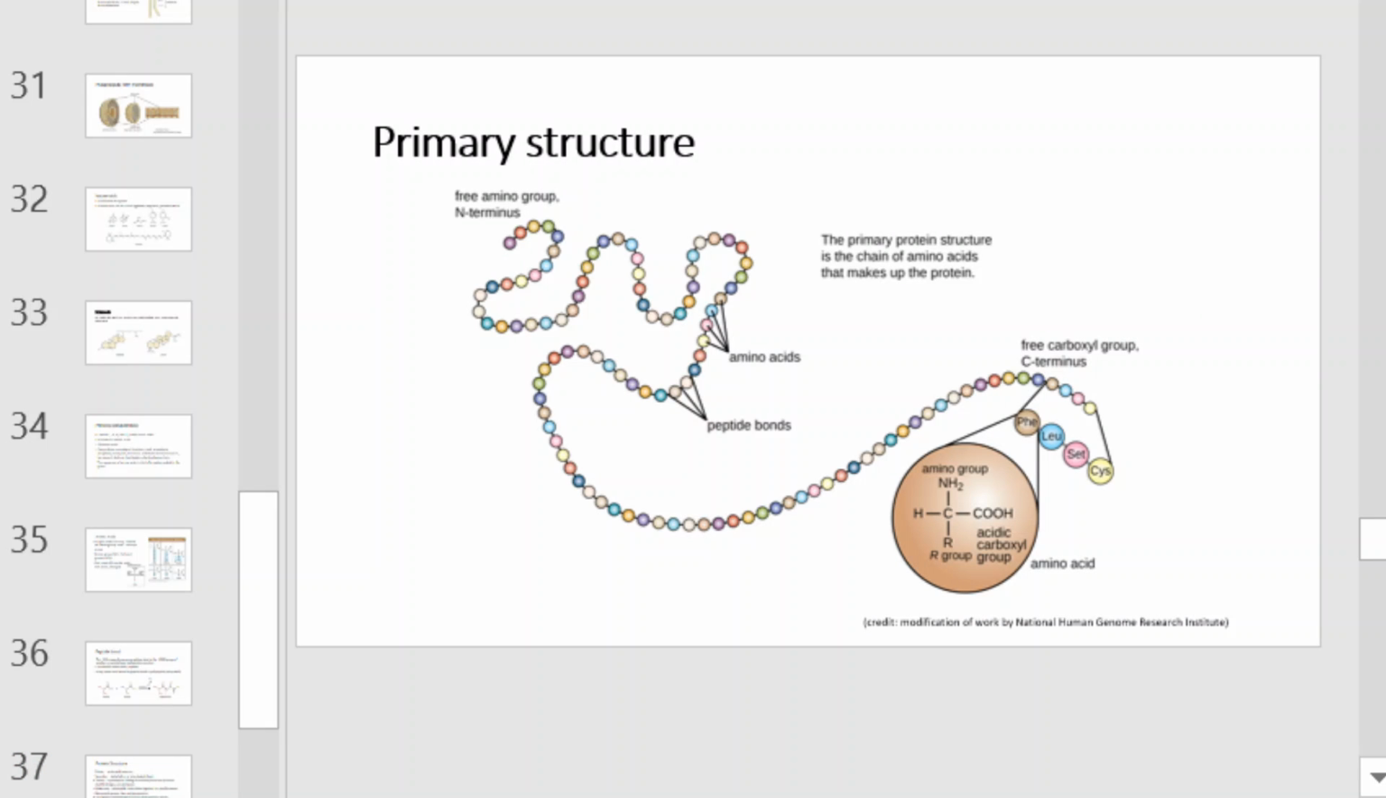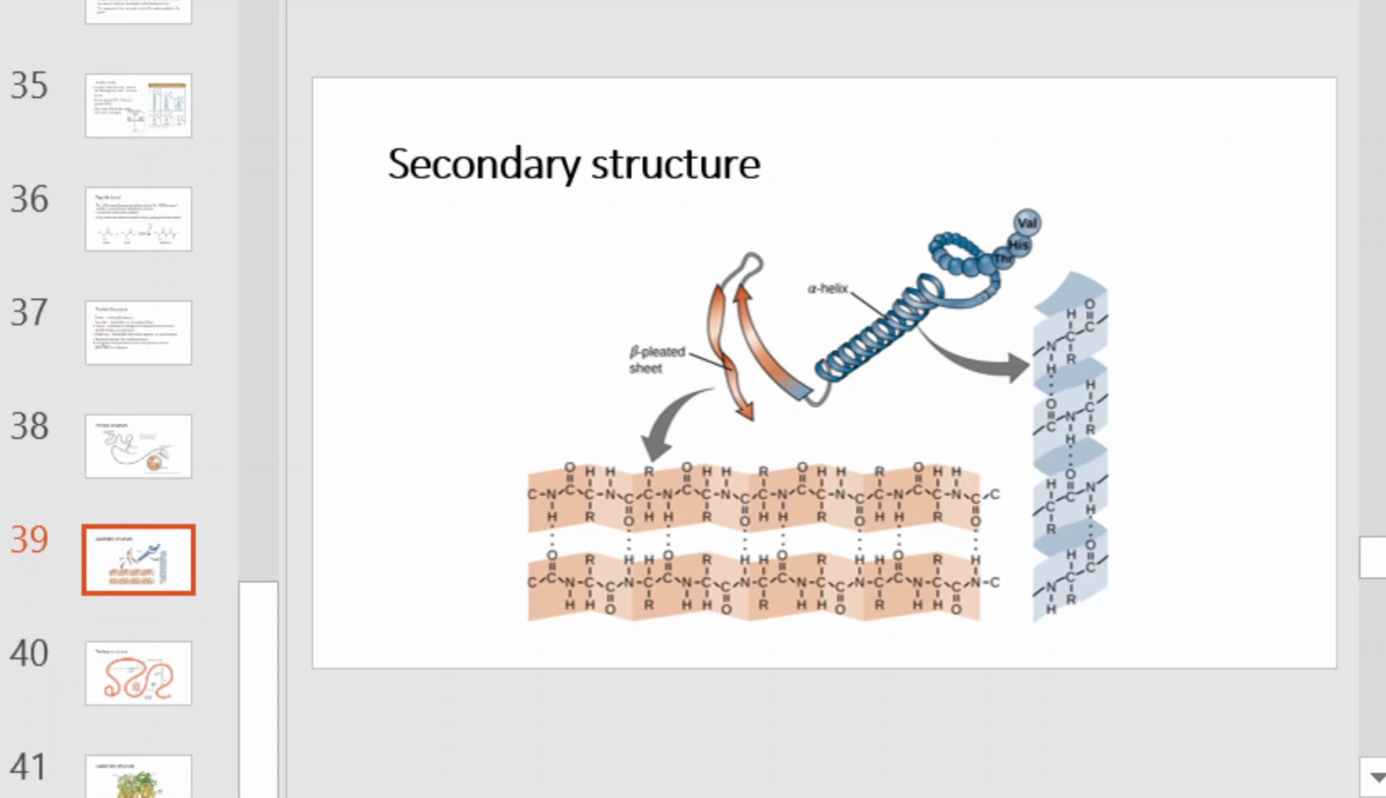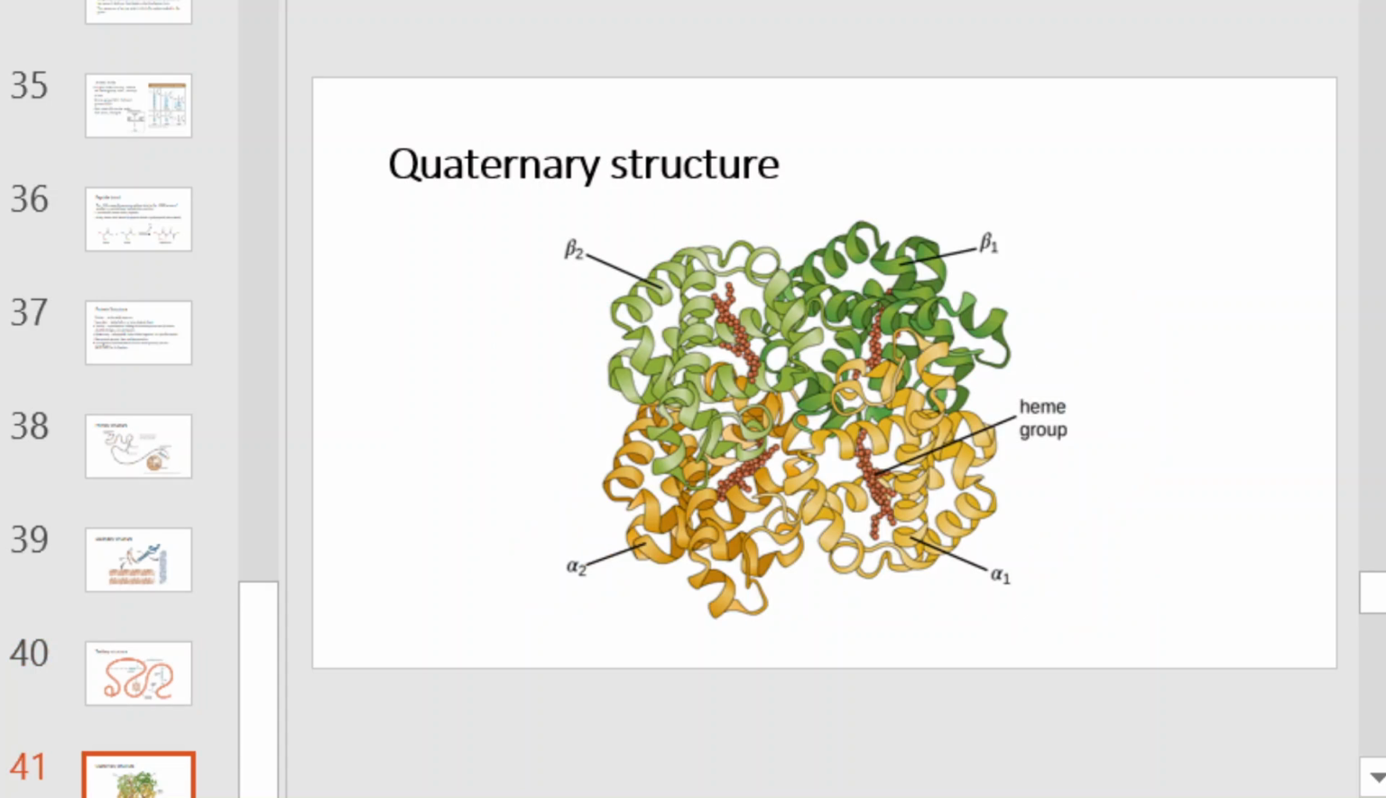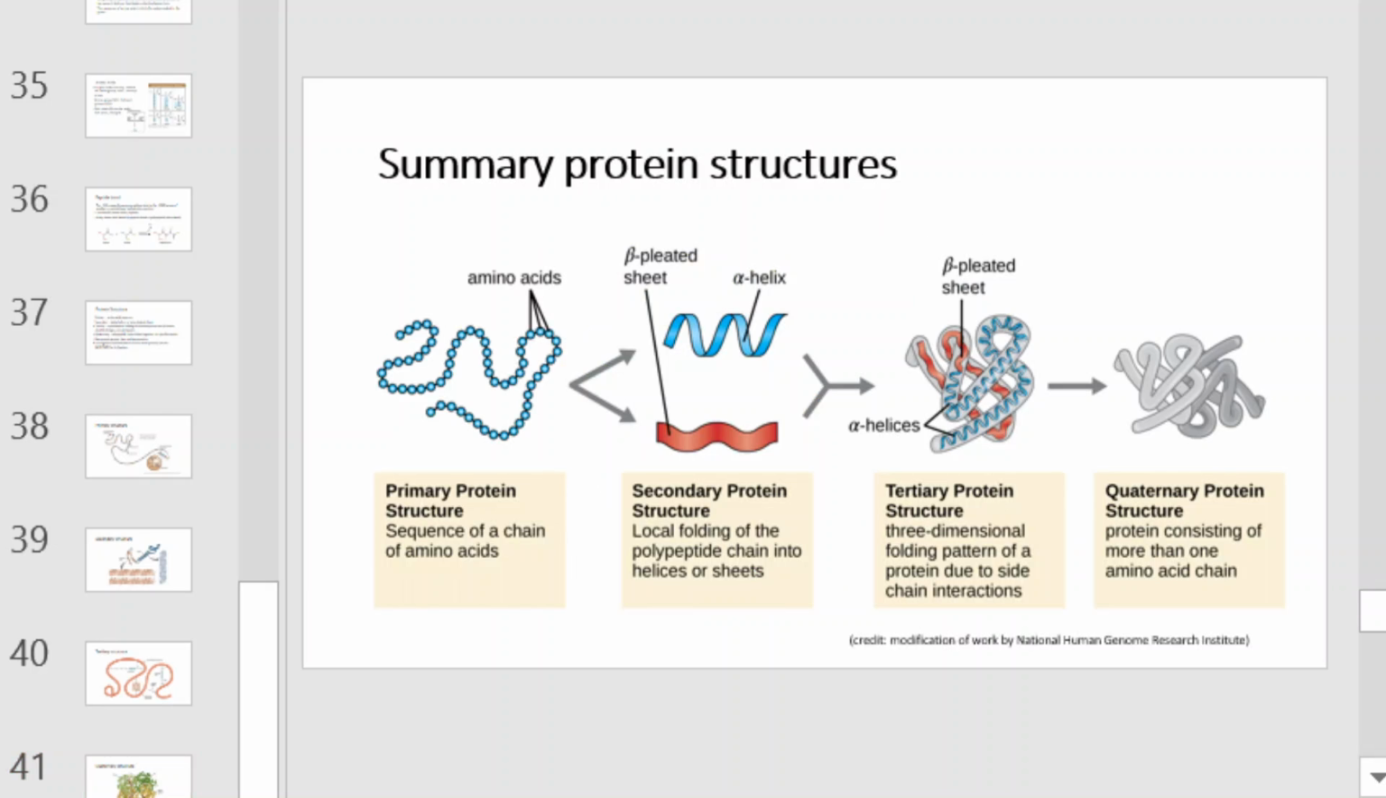Here are some examples of protein going through some architectural changes. This is primary structure. Here we see secondary structure, tertiary, and quaternary structure. Here's a single slide to summarize the movement through all stages of protein development.